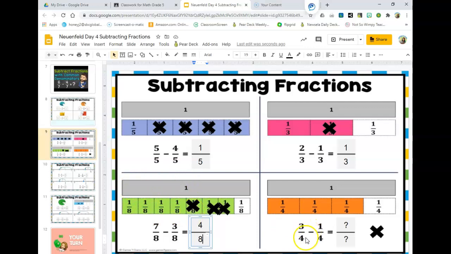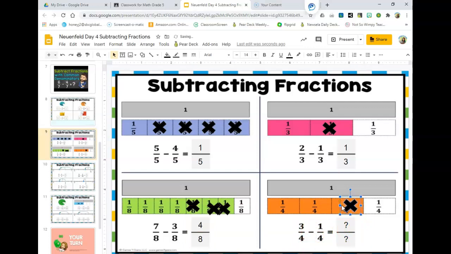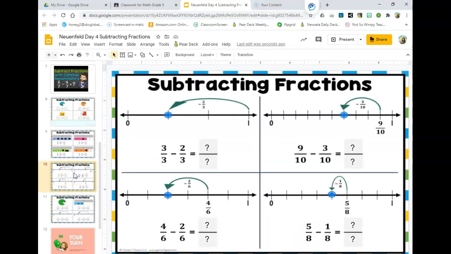Almost done. 3/4 minus 1/4 equals what? That's right, 2/4. For those of you that remember how to simplify, I could divide 2 out of both of these, and I would also get the answer of 1/2. That is also a correct answer. Moving on to slide number 10. Please pause this video and work these problems out. Check back when you're done and we will solve them together.